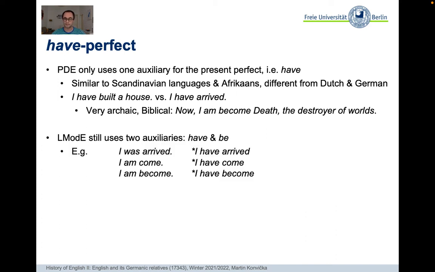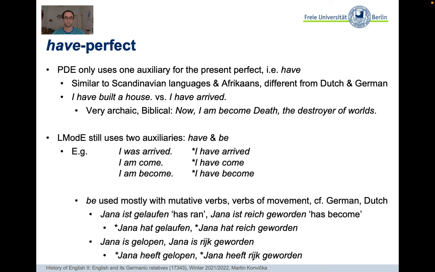And this is basically the thing that was, and if we look at the 19th century English, late modern English basically looks more like Dutch and German than present day English in this respect. Because there are still these two auxiliaries, have and be. And whereas in present day English we would say I have arrived, this verb would require the auxiliary to be. I was arrived. The same goes for I am come and I am become.